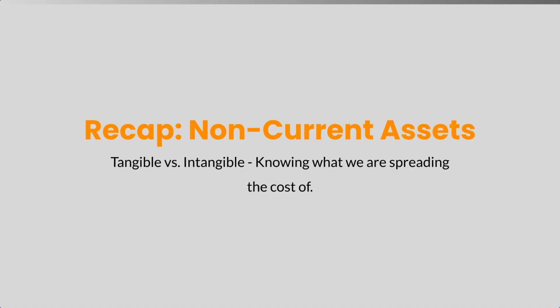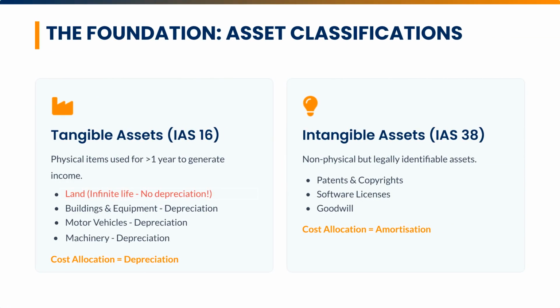Let's start with a very quick recap on non-current assets. We need to distinguish between tangible and intangible assets to understand exactly what we are spreading the cost of. Assets are broadly classified into tangible assets under IAS 16 and intangible assets under IAS 38. While land has an infinite or unlimited life, which is not depreciated, almost all other physical assets are depreciated. For intangibles, we use the term amortization to allocate their cost over their useful life.